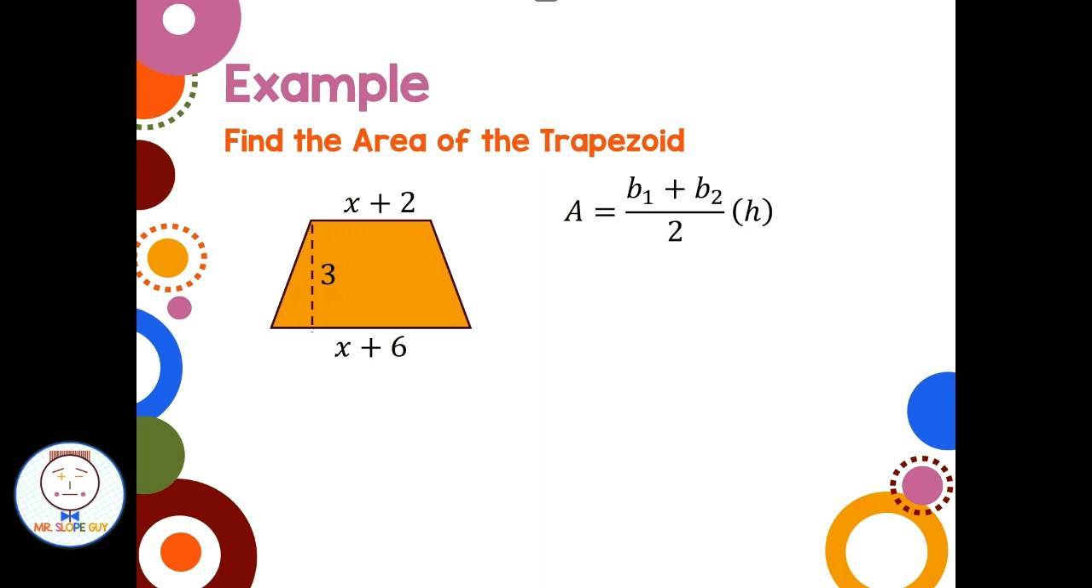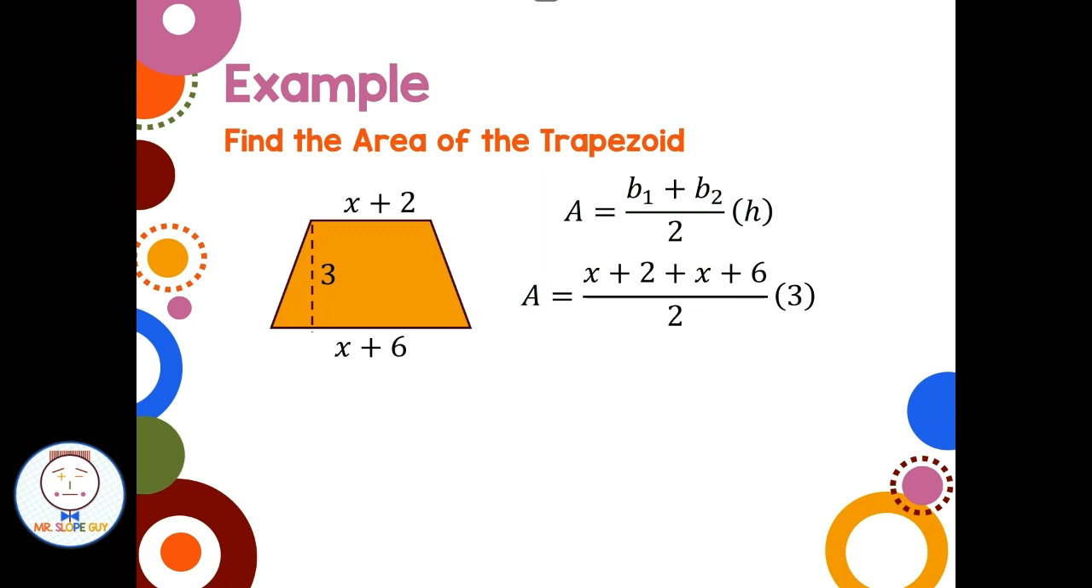A equals base 1 plus base 2 divided by 2 times the height. So our two parallel lines, x plus 2 and x plus 6, go in for base 1 and base 2, and they're interchangeable as long as they're the two parallel lines. And then our height, our h, will be 3.